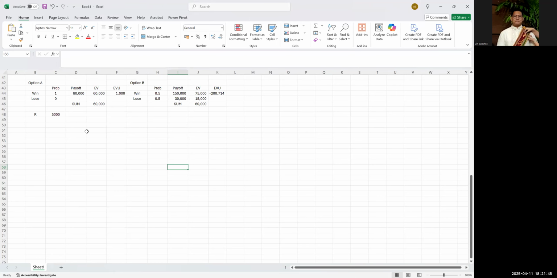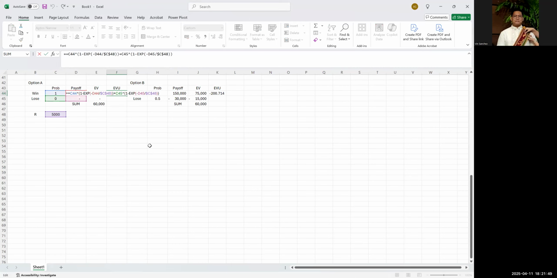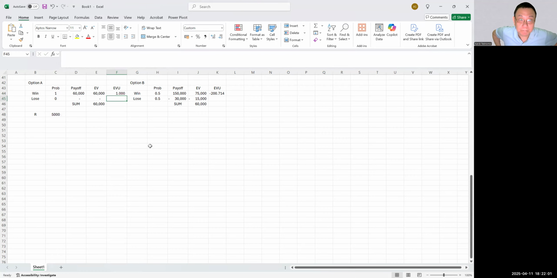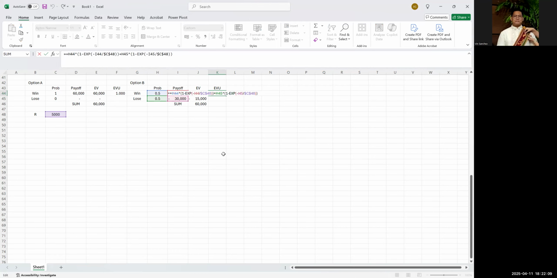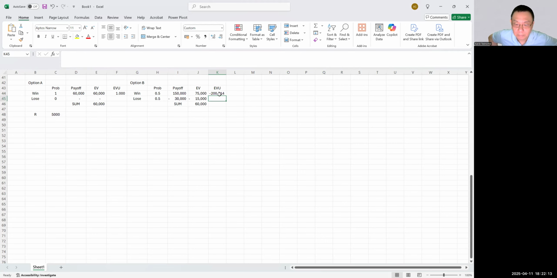Okay, it's just getting the expected value of the utility function. So it's the probability times the utility per payoff. For option A, the slide shows 0.9999, very close to 1. And for option B, that's negative 200.71.